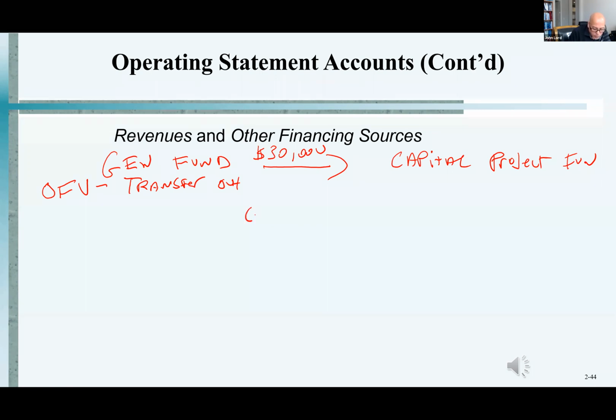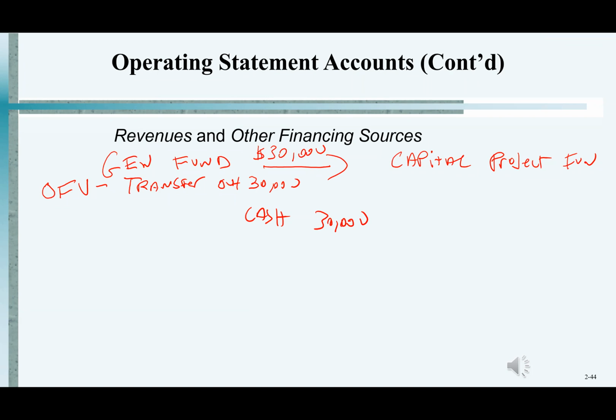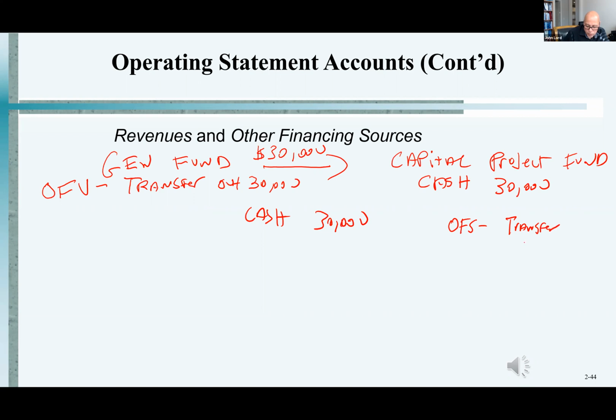Sorry, guys, I gotta get my debits and credits lined up right. Debit on the left, credit on the right, right? With me so far? Yes. Okay. On the capital project fund side, they're getting the cash, right? So they will go ahead and they will debit cash for 30,000. They will credit, and I'm going to abbreviate it, guys, OFS, other financing source, transfer in, and they're going to credit that for 30,000. Squeeze that in. That says credit for 30,000.